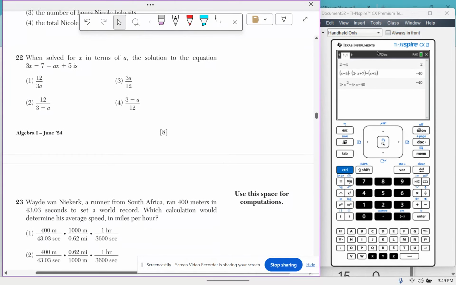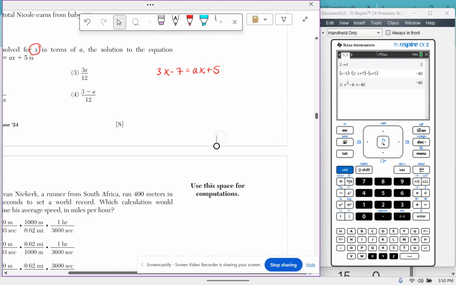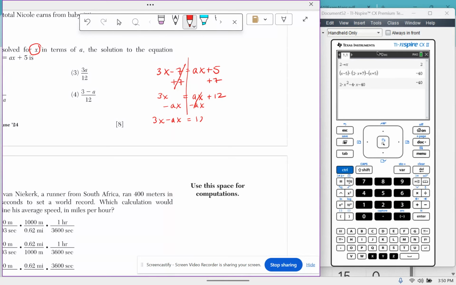When solved for x in terms of a, the solution to the equation 3x minus 7 equals ax plus 5 is, okay, so I'm solving for x. That means I'm going to isolate x. I'm going to sort everything that contains an x over to the left, and all the constants are going to go over to the right. I now have 3x minus ax equals 12.